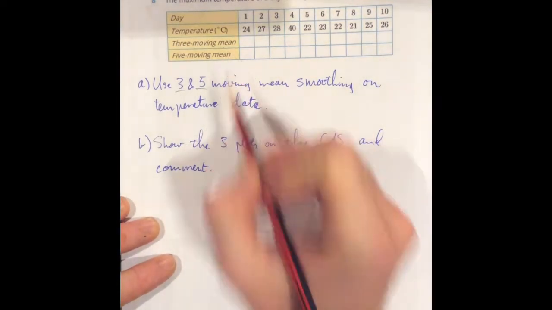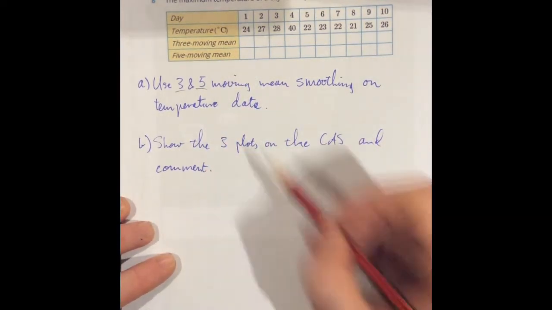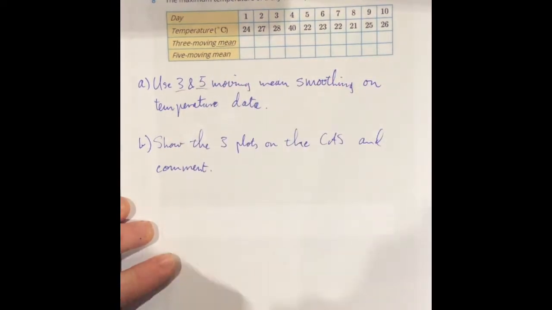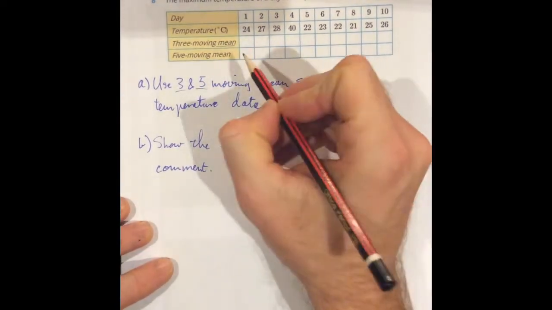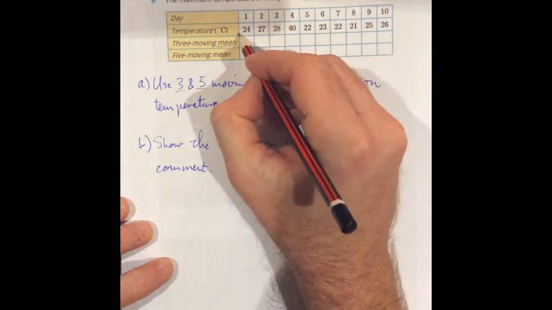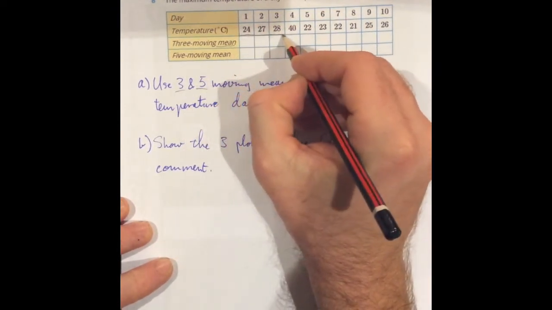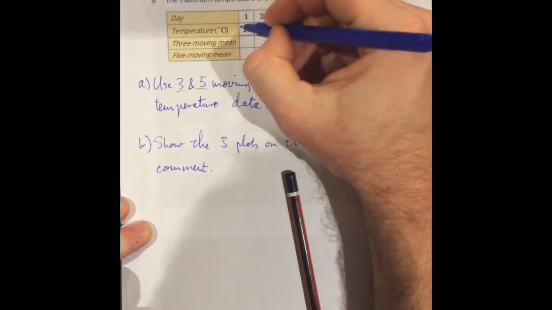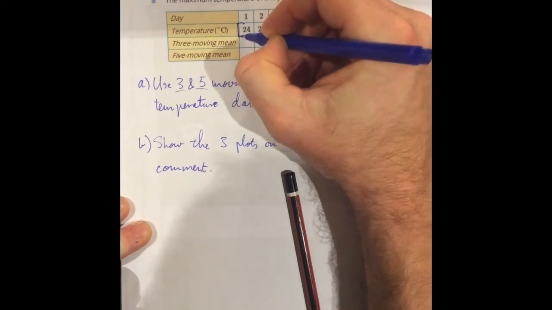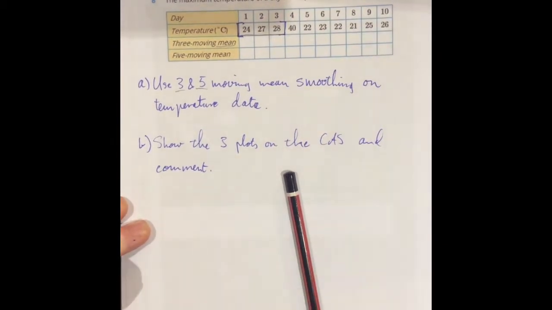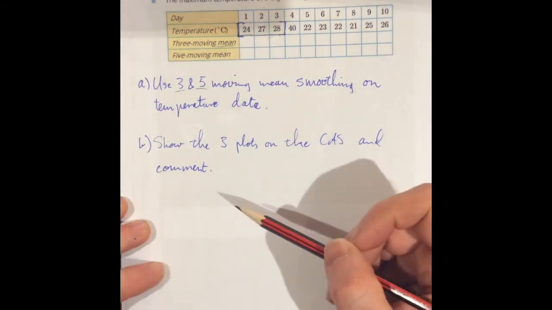Alright, so first off, looking at 3 mean smoothing, what we want to do is take, so mean being an average, we know how to find an average hopefully. We want to take the first 3 sets of data, highlight that a little more clearly. So we want to take those 3 right there and find the mean of them.